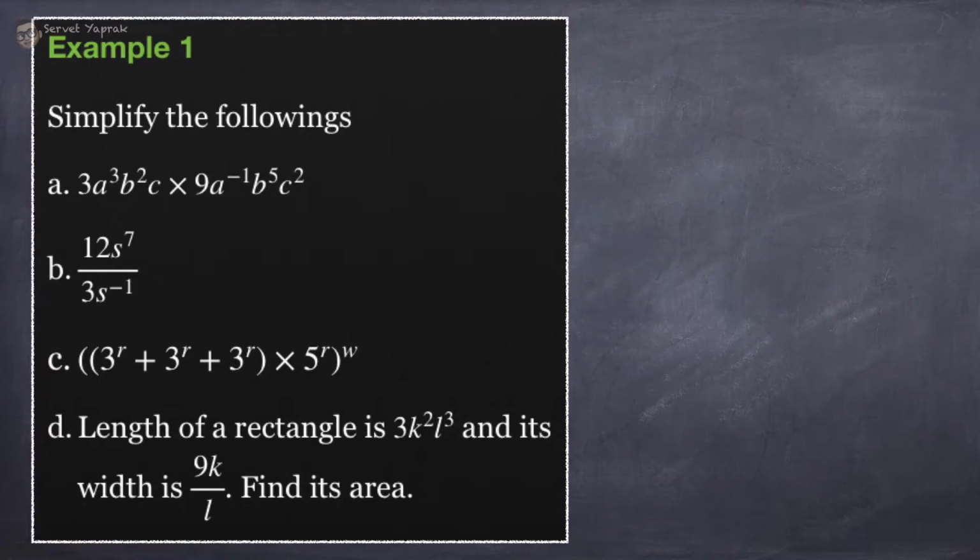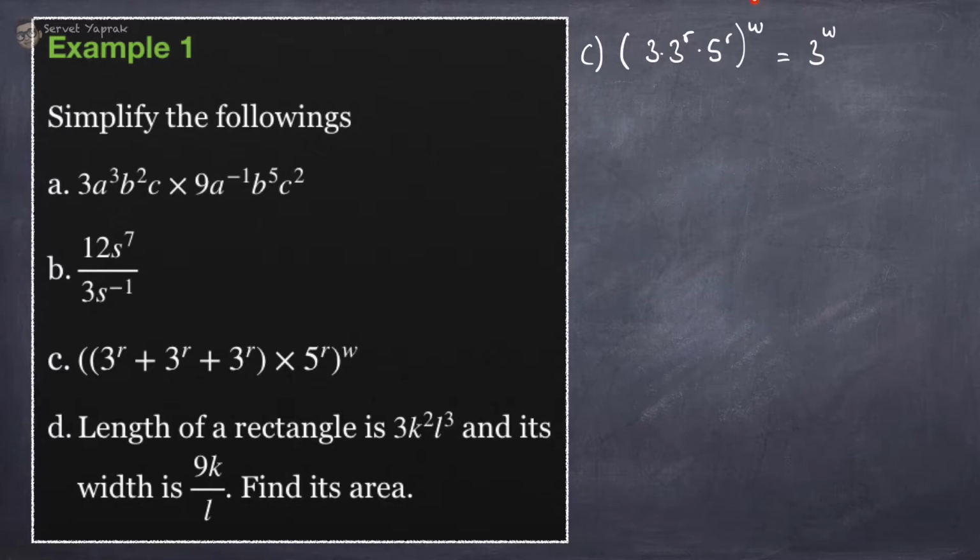Part C, we have addition of 3r, and it is added 3 times. So again, we need to be careful because we don't add the powers together. We will just collect the like terms, and it will be 3 times 3r, and then times 5 to the power of r, and to the power of w. So let's write this down. So 3 times 3r times 5 to the power of r, to the power of w.